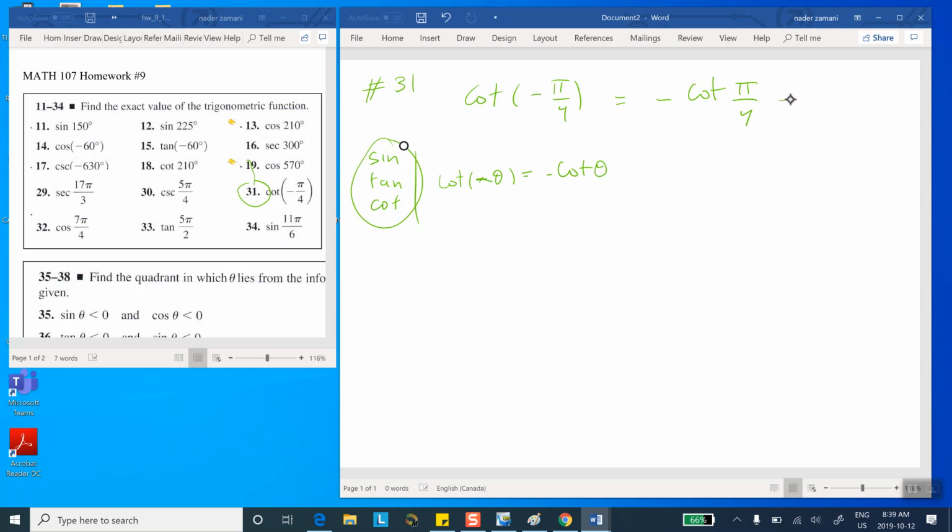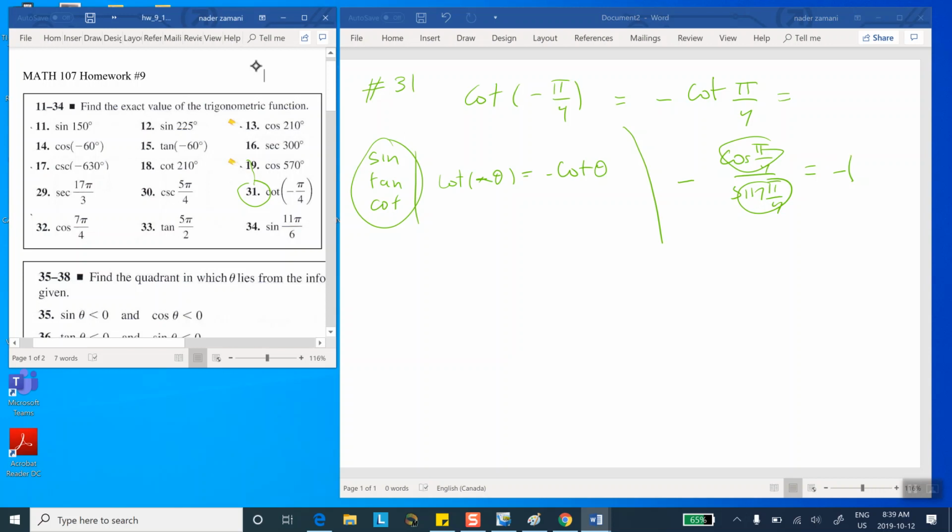And I want to remind you that cotangent is cosine of pi over 4 over sine of pi over 4. And notice that these are both the same at pi over 4, and this is equal to minus 1. Okay, so that takes care of number 31.